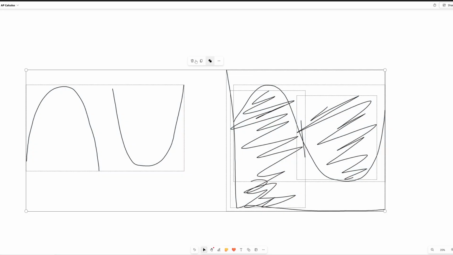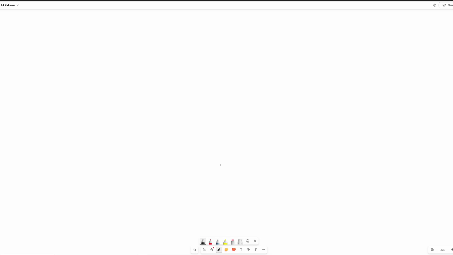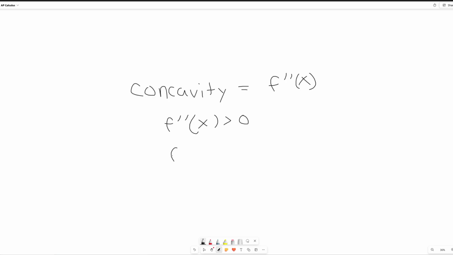So, how do we figure out when it is concave up or down? Well, concavity is the second derivative of x. So, when f double prime of x is greater than 0, and when f double prime of x is less than 0, here it is concave up, and here is concave down.